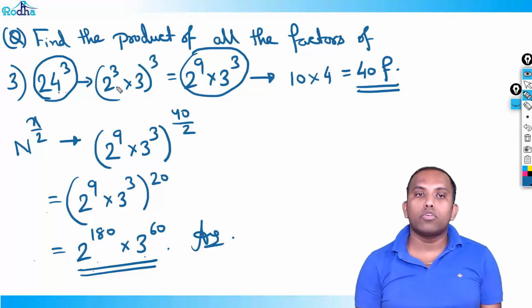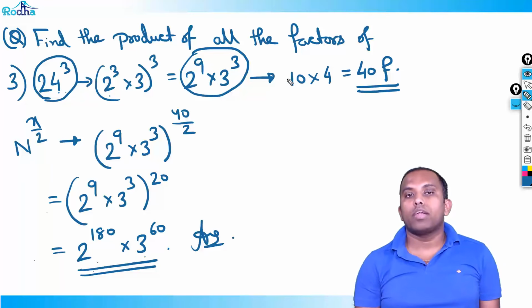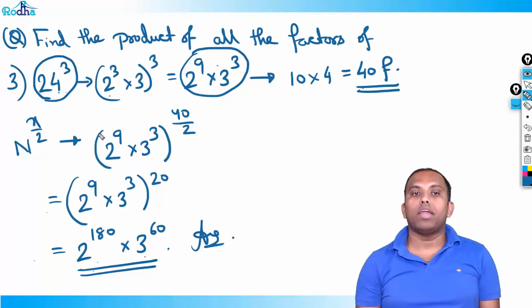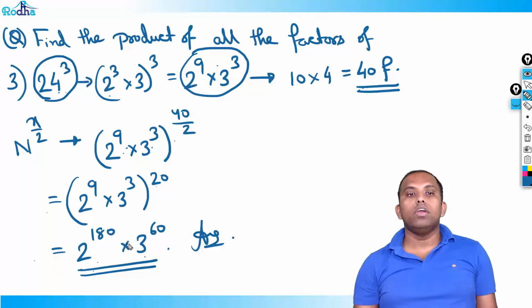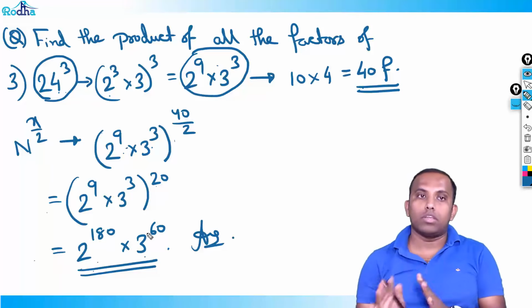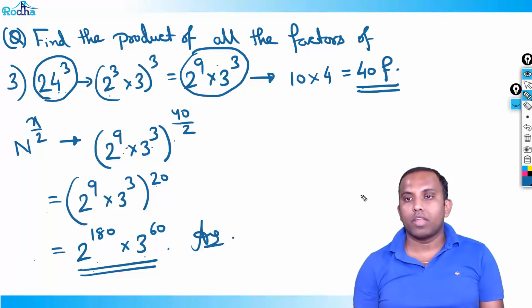What is 24 cube? 24 is 2 cube into 3, whole cubed. It becomes 2 raised to 9 into 3 cube. How many factors? 10 into 4, 40 factors. So N raised to x by 2. N is 2 raised to 9 into 3 cube, which is nothing but 24 cube. So 2 raised to 9 into 3 cube, raised to 40 by 2, where x is 40, the number of factors. So this is 20. 20 into 9 is 180, and 20 into 3 is 60. The answer is 2 raised to 180 into 3 raised to 60, the product of all the factors. Okay, I hope it is clear. Move to the next question.